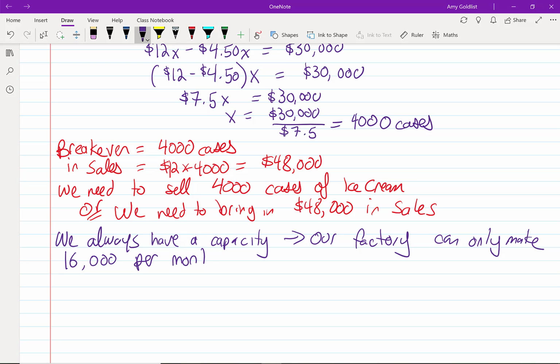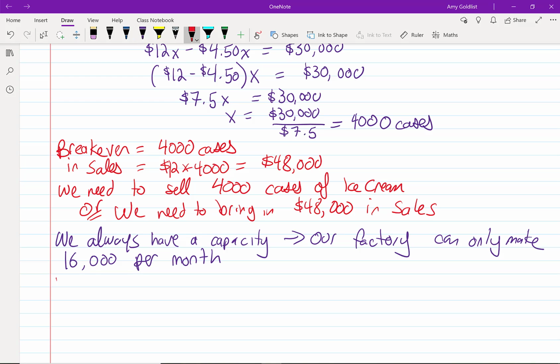If you think back to the very first day, we talked about Sam and Charlie and their lemonade stand. They can't suddenly sell 200 million liters of lemonade. They are just two kids with a stand. So our factory can only make 16,000 per month. After that, our calculations change because our fixed costs will change. We will need to upgrade our factory. We will need to hire more people. Things are going to change.